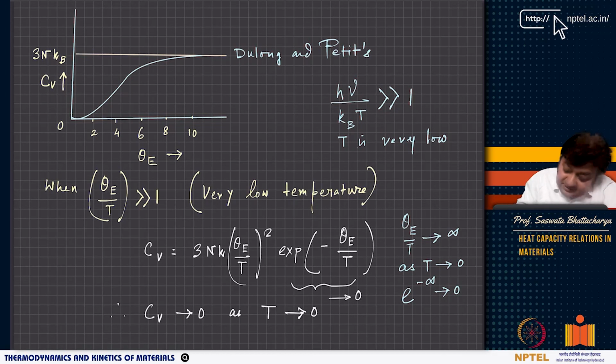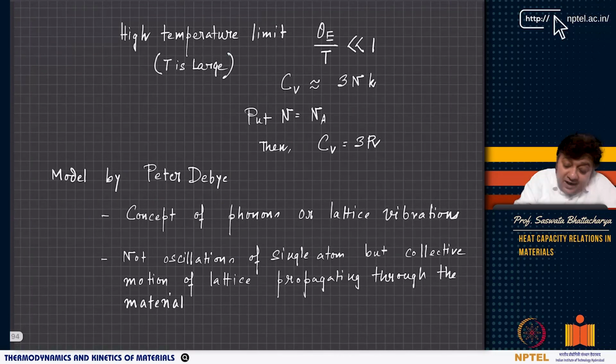And as you can see here, as T tends to 0, this is 0, approaching 0, then it increases, and then it merges with the Dulong-Petit at high temperatures. High temperatures means, here I am talking about room temperature as a high temperature. So, the high temperature limit, or the classical limit, is theta E by T less than 1. That means T is large, right?